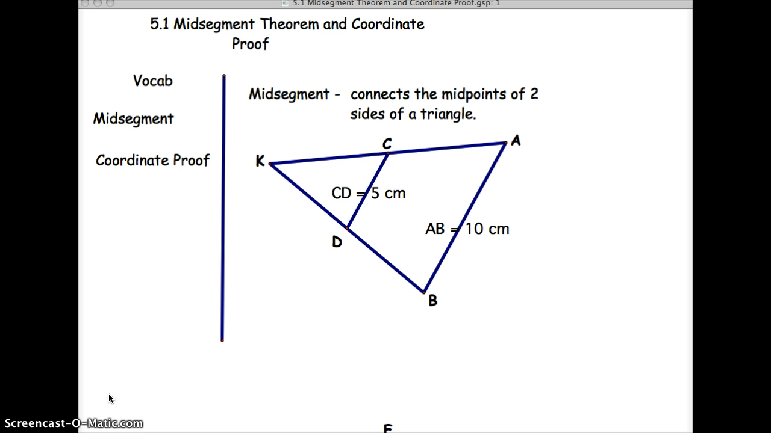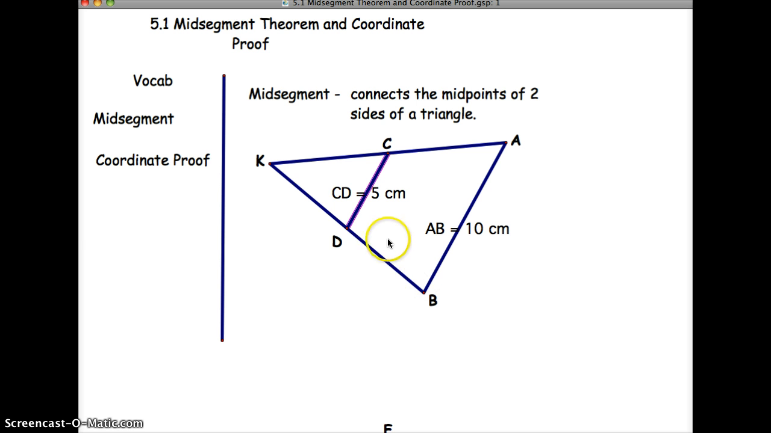So let's get started. A mid-segment connects the midpoints of two sides of a triangle, like this right here. So here are two sides of the triangle we're talking about. This right here is the mid-segment. Here's the midpoint of each side. So KC is congruent to CA, and KD is congruent to DB, and this little segment connects them.